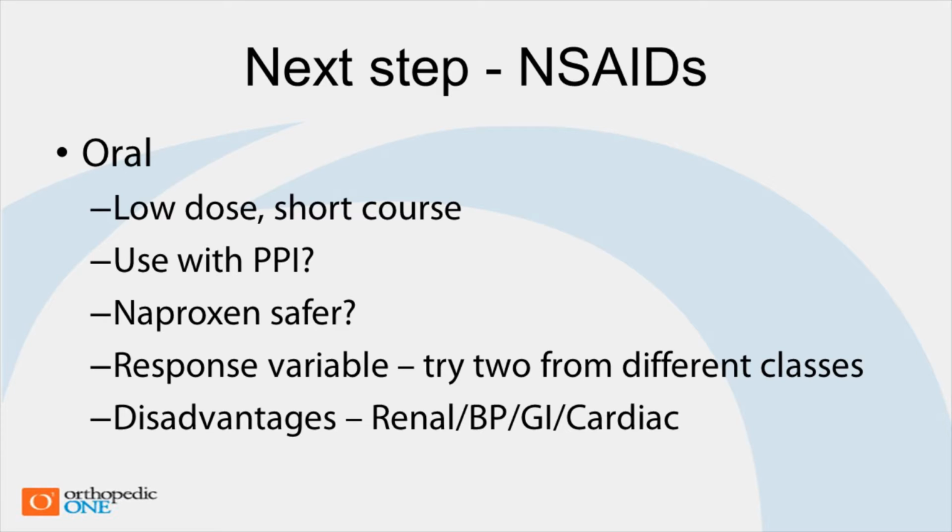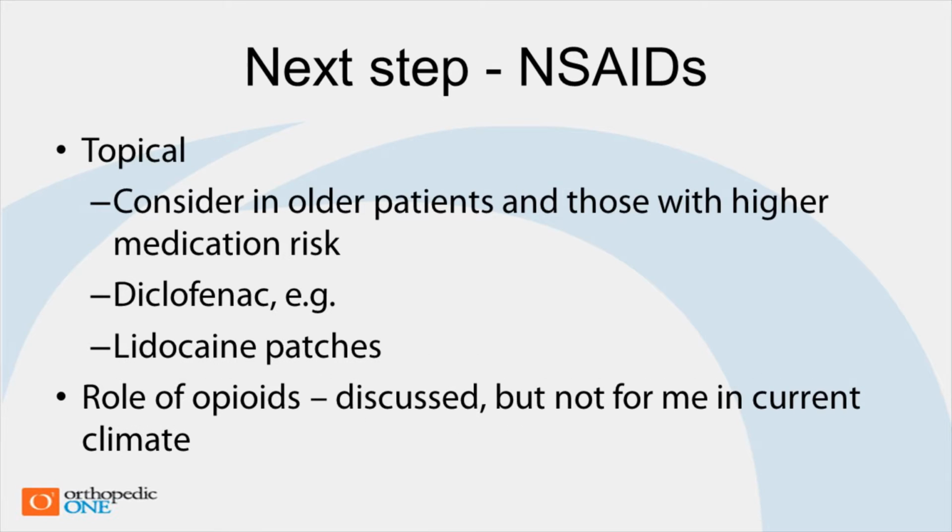There's some evidence that naproxen is somewhat safer in that regard. I always would try 2 medications because there is a variable response. Some patients like ibuprofen. Some people feel naproxen is better. It's always worth trying. The disadvantage with using these medicines is the side effects in the renal, GI, cardiac systems, and high blood pressure. So I like to stay away from medicines as much as I can. Topical NSAIDs can be useful, or lidocaine patches, particularly in patients with higher medicine risk and in older patients who we don't want to go further with.